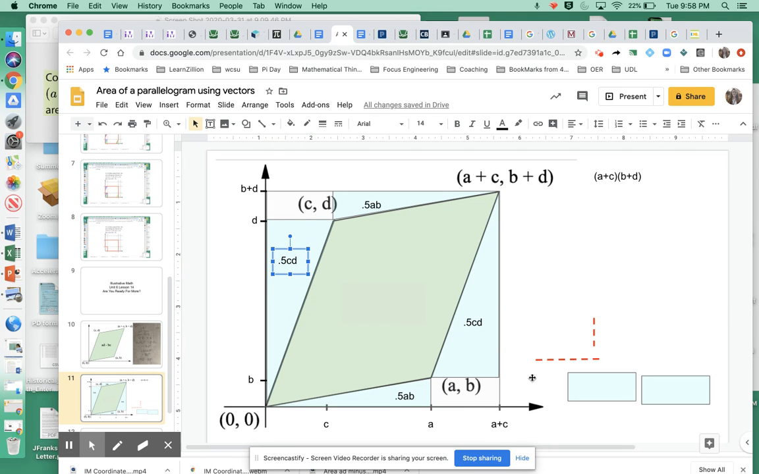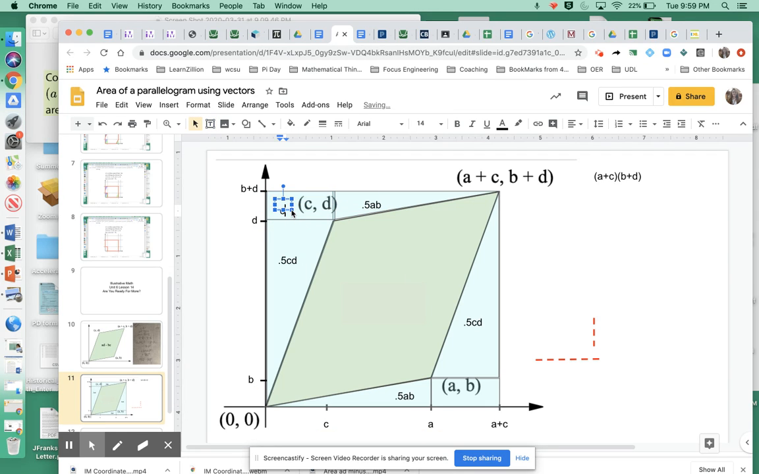And then we also have these two little rectangles, which would be equal to C times B. Okay, and we will write those in. And this is C, or sorry, BC. So let's do some math.